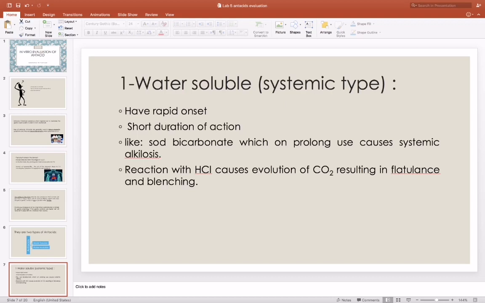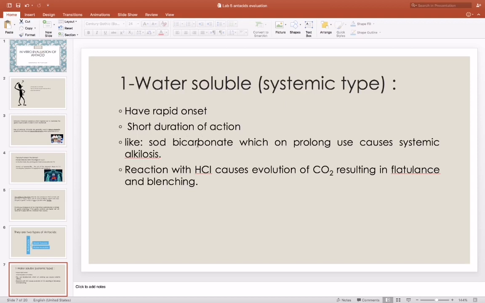Also they are short in action. Why they are short in action? Because they are soluble. When they are soluble they would be absorbed and leave their position. They would leave the stomach to the systemic circulation, therefore their action will be short. So they are called systemic type. Why they are called systemic type? Because they are absorbed resulting in short action.